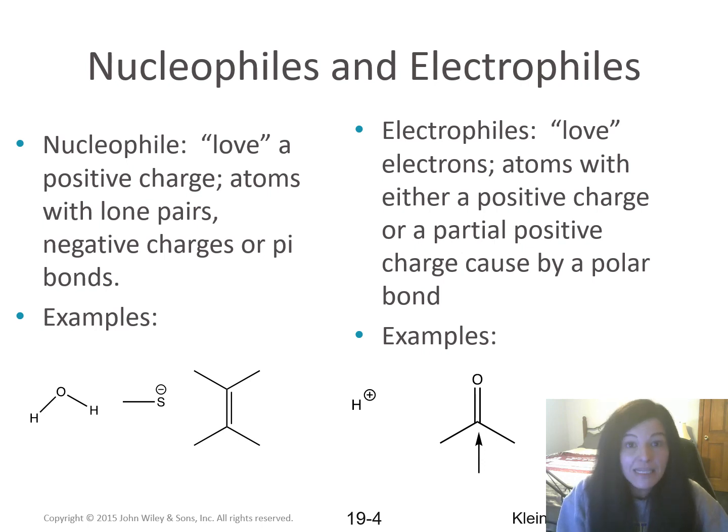Nucleophiles, as you will see in this chapter and the rest of Orgo 2, are atoms with lone pairs, atoms with negative charges, or pi bonds. So some examples are listed here. We have water, which has an oxygen atom, which we know has 2 lone pairs. Those lone pairs allow oxygen to act as a nucleophile. Any atom, here we have a sulfur, with a negative charge, will also have at least 1 lone pair and can be attracted to something positively charged, acting as a nucleophile.